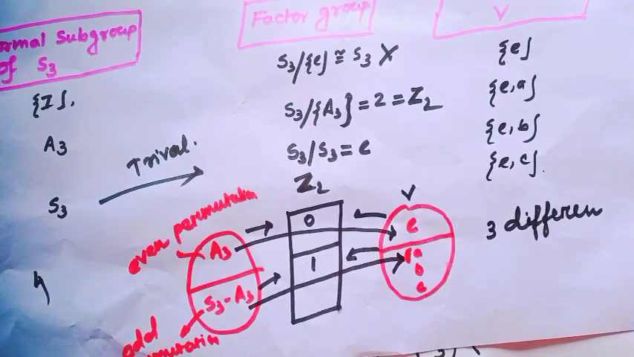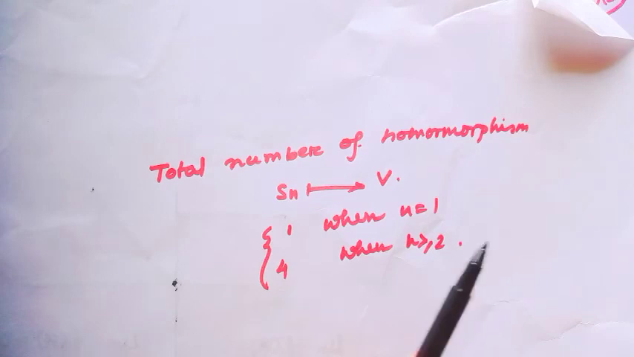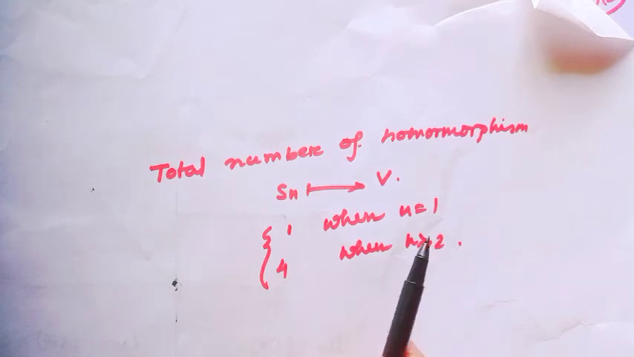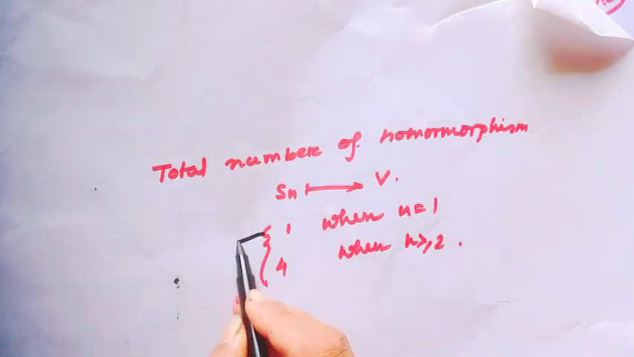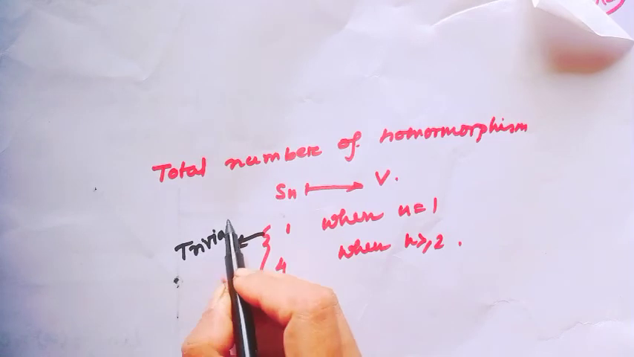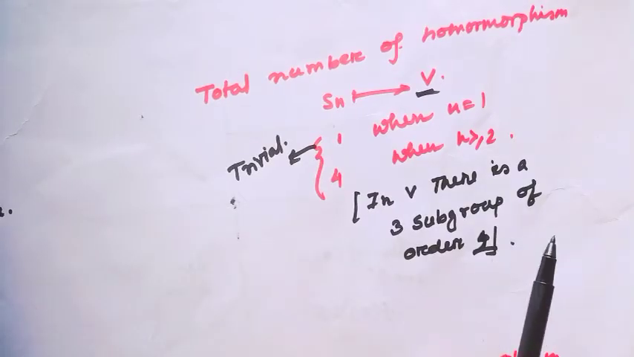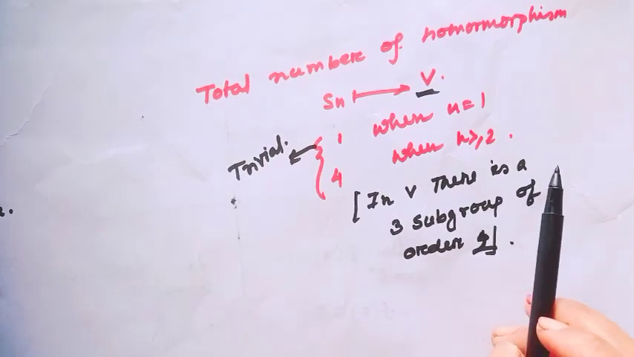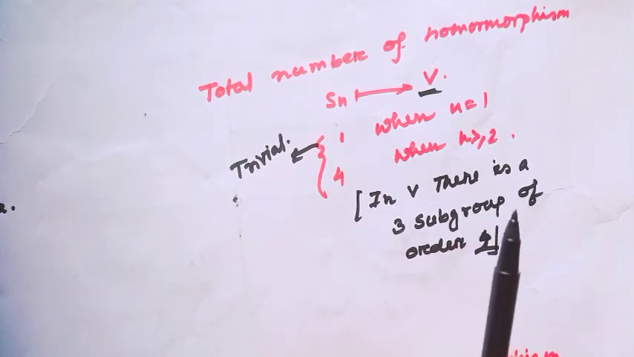trivial homomorphism. Okay? And in general, the total number of homomorphisms from Sn to K4 is 1 when n equals 1. That means for the mapping from S1 to K4, there is only the trivial homomorphism. Okay? And for n greater than or equal to 2, the number of homomorphisms is always 4, because in K4 there are always 3 subgroups of order 2. So when n is greater than or equal to 2, the number of homomorphisms is always 4. And this is a short tip for any competitive exam.